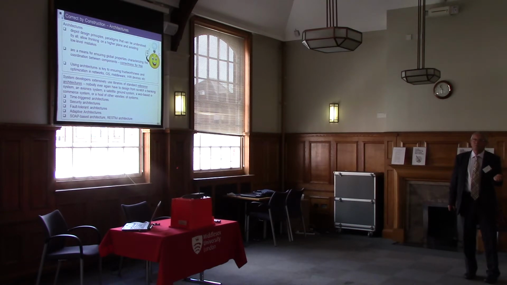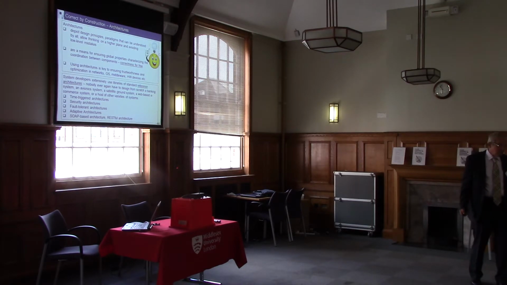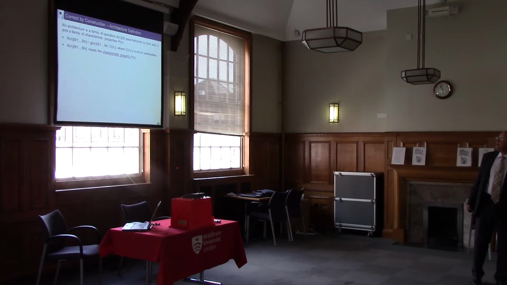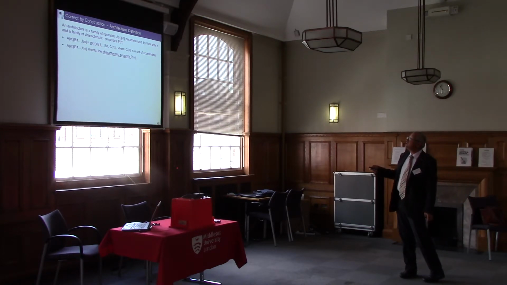So the idea is that an architecture is a principle for coordinating components in order to achieve a global property. And if you know how to apply architectures and you understand what the architecture is, then you can have correctness for free. And this is my definition of architecture. So what is an architecture? It's a family of operators, parameterized by N, where N is the number of arguments, that take a set of components.